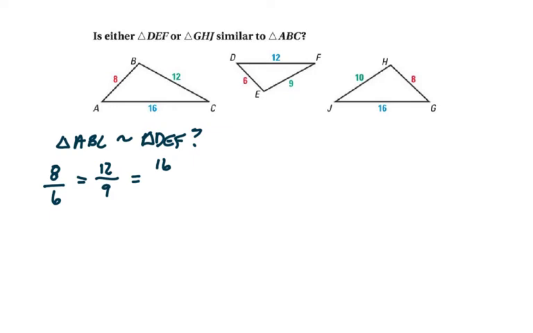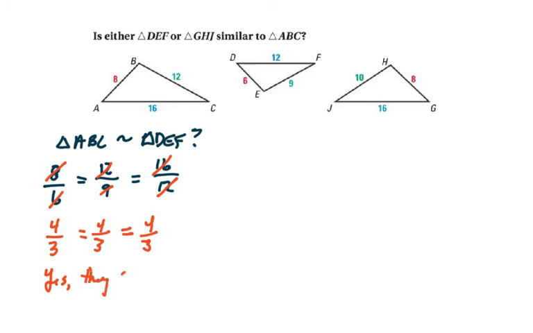DF is 12. So we want to reduce these. The biggest number 8 and 6 can both be divided by is 2, and I get 4 over 3. The biggest number 12 and 9 can both be divided by is 3, and I get 4 over 3. One more to check. The biggest number 16 and 12 can both be divided by is 4, and I get 4 over 3. So yes, they are similar because all three ratios are the same.